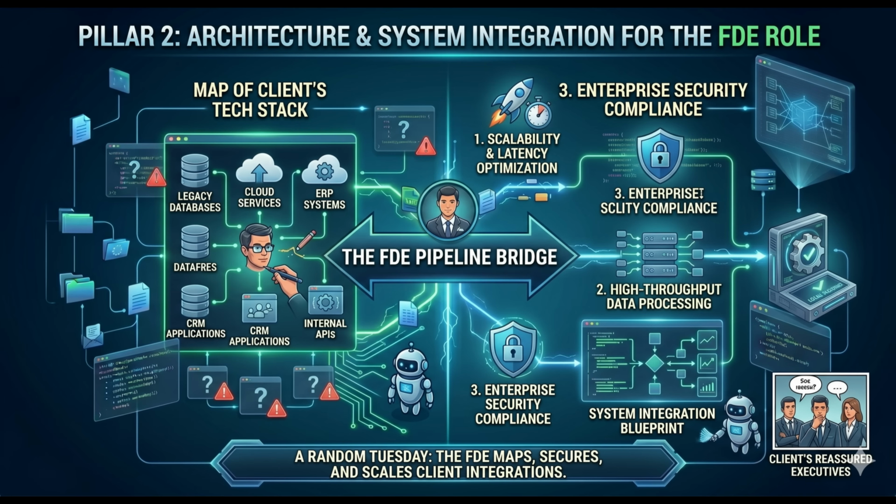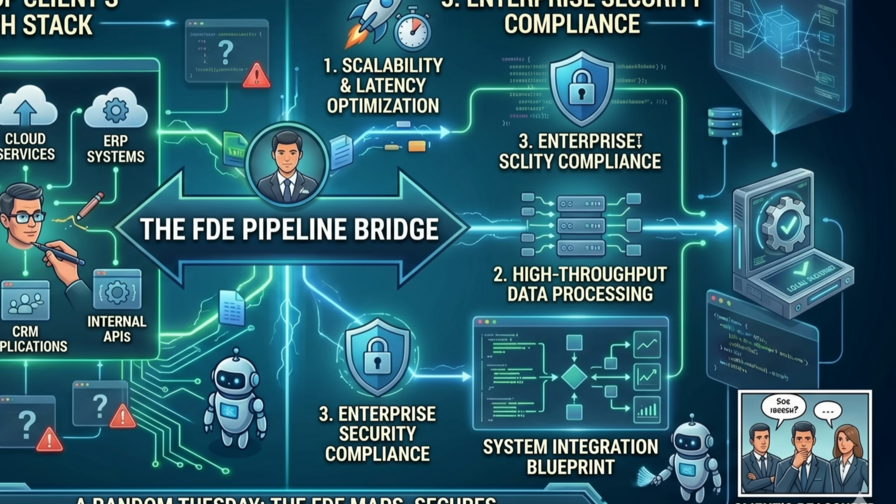Pillar 2. Architecture and system integration. They look at the client's entire tech stack and map out exactly how the product will fit into it safely. They handle the hard engineering challenges around scalability, high-throughput data processing, latency optimization, and enterprise security compliance.